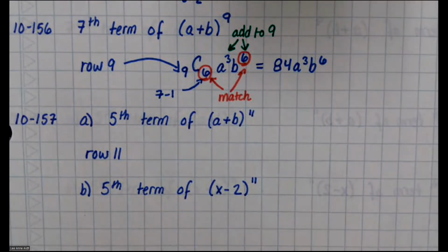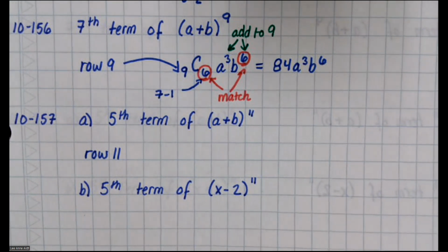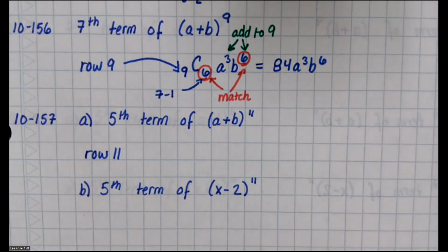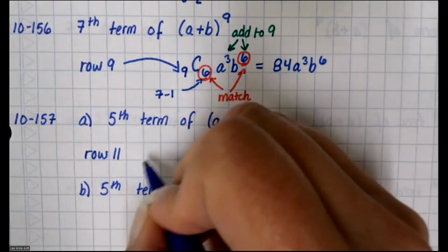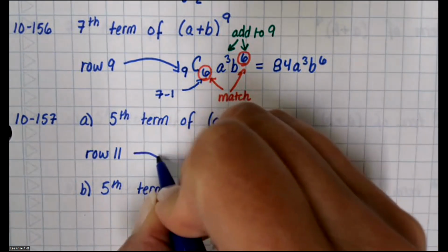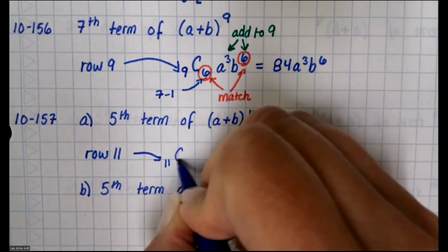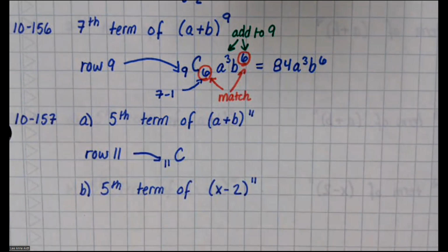Why would I choose row 11? Because I'm a jerk and I didn't want you to be able to look at Pascal's triangle to do it. I know, I'm such a jerk.